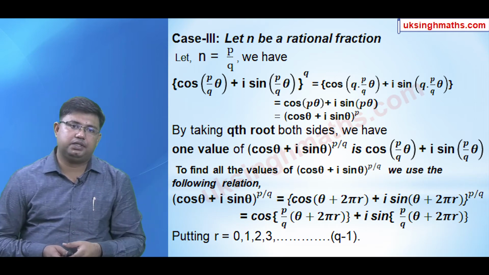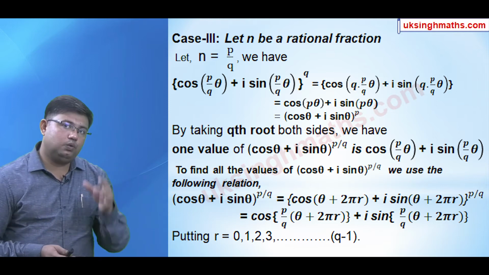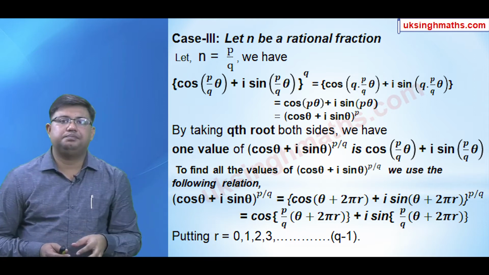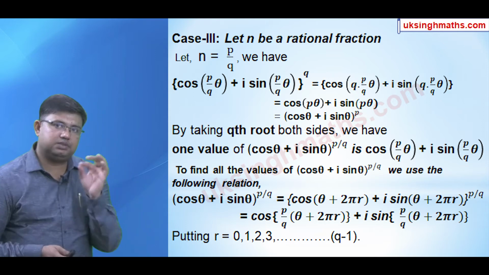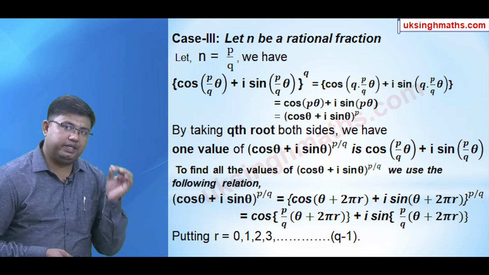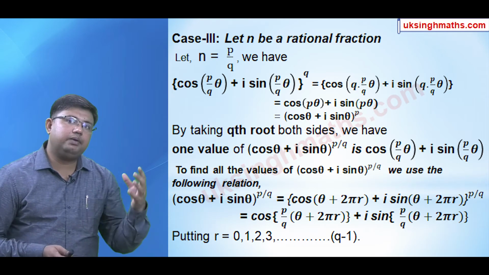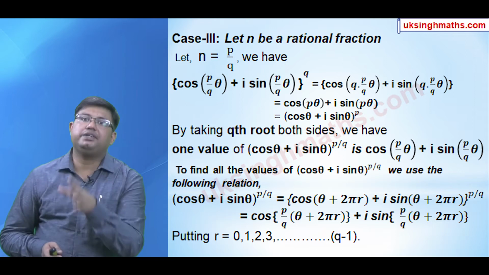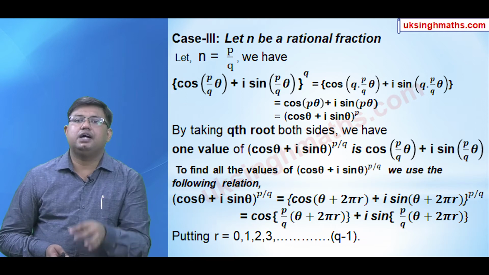So the value of the expression (cos (p/q)theta + i sin (p/q)theta)^q equals cos (q times p/q theta) + i sin (q times p/q theta). This comes out to be cos p theta + i sin p theta, and we have already seen that de Moivre's theorem also holds for negative integral powers. So this expression cos p theta + i sin p theta can be written as (cos theta + i sin theta)^p.